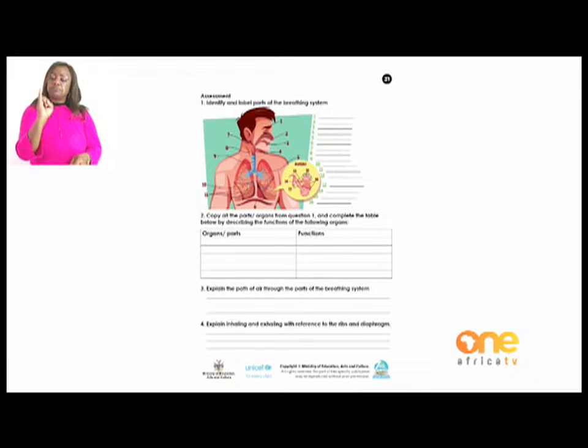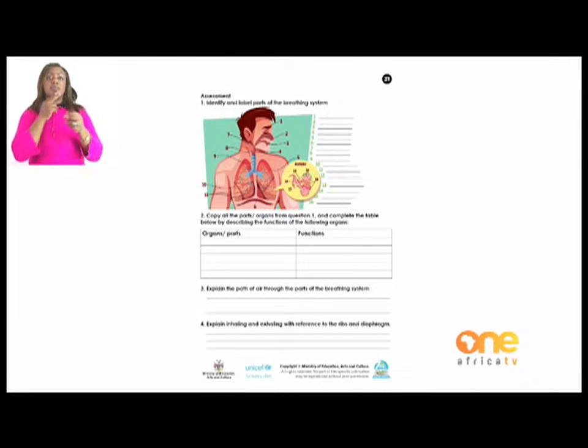Question 3. Explain the path of air through the parts of the breathing system. We want you now to explain which parts of the breathing system are involved in breathing, either breathing in or breathing out. Explain all the details, all the points that air has to pass until it goes where it has to go and until it leaves our body.